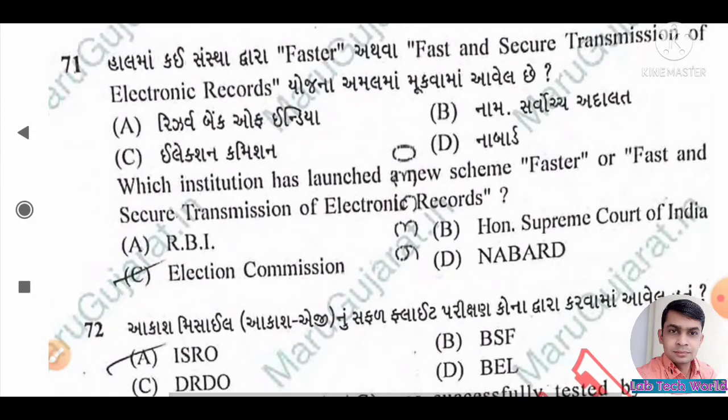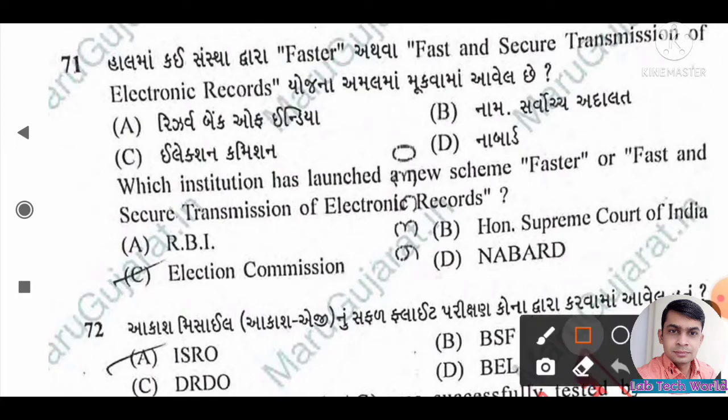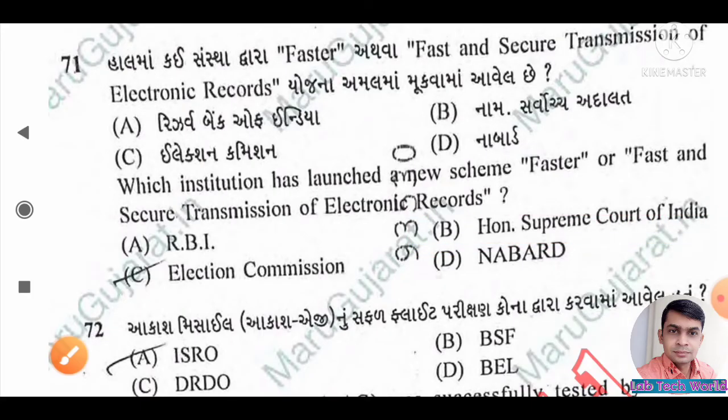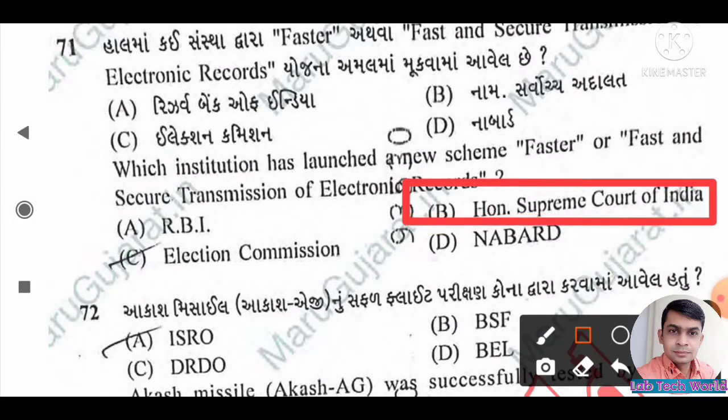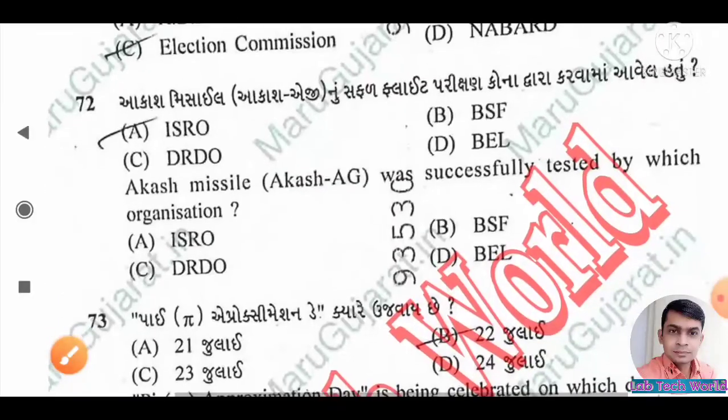Which institution has launched a new scheme, FASTER, that means Fast and Secure Transmission of Electronic Records? Options: A, RBI; B, Honorable Supreme Court of India; C, Election Commission; D, NABARD. The correct answer is that it was launched by B, the Honorable Supreme Court of India. Move to the next question, number 72.